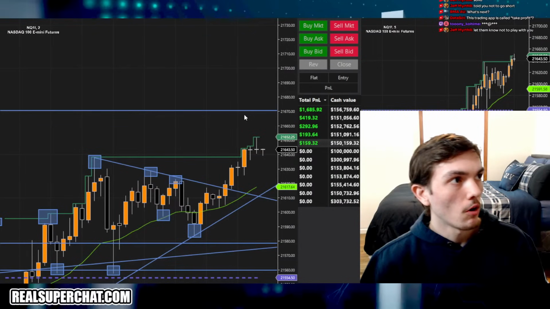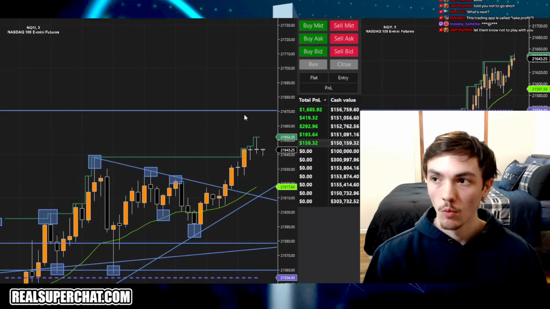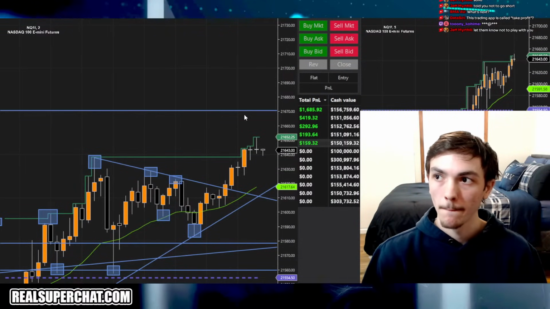Looks like it's gonna fall, but I honestly think it's gonna come up and wick to this pivot point.